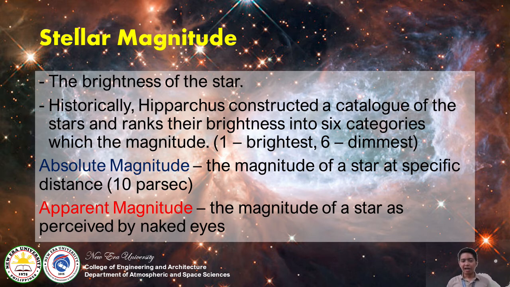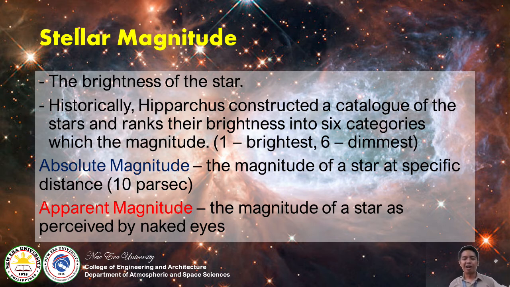Okay, so then we have these two categories of stellar magnitudes. First, we have the absolute magnitude. So the absolute magnitude is the magnitude of a star at a specific distance. Okay, so what is this specific distance? At 10 parsec. Okay, so the concept of parsec will be discussed later on. Then, apparent magnitude is the magnitude of a star as perceived by the naked eye. Okay, so just like what Hipparchus did during the ancient times, since there were no telescopes or other astronomical equipment at that time, only the naked eye. Then later on, astronomers standardized this.